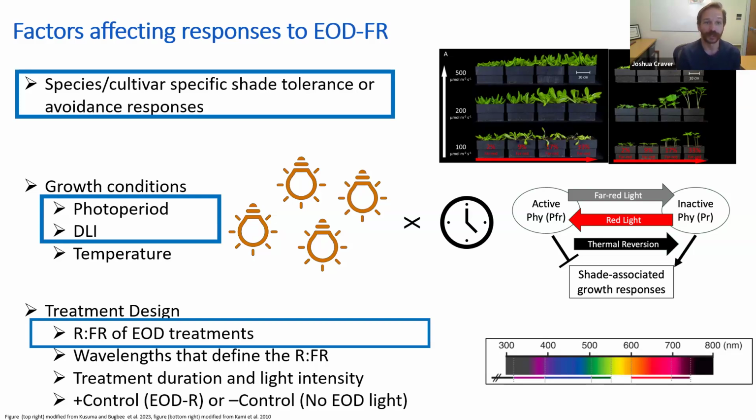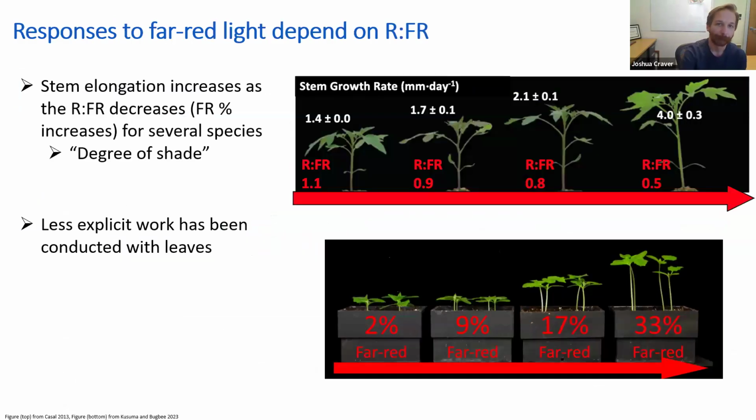The first is species and cultivar specific shade avoidance or tolerance responses to end-of-day far red treatments. I'm just going to weave that in throughout the rest of this presentation. And then I'm going to specifically focus on both the photoperiod and the DLI, kind of as a joint project, and then how the red to far red ratio of end-of-day treatments affects responses. I'm going to go through that one first, because that's the one I'm currently building right now.